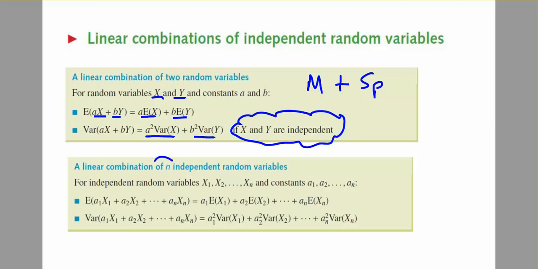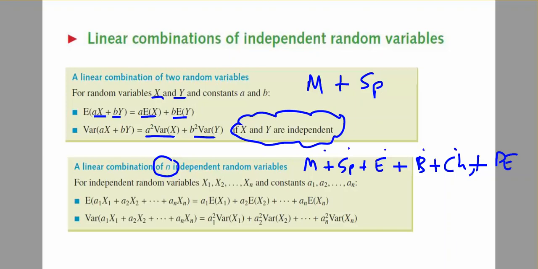And if I have a range of independent events, so I could do the maths homework plus the spec homework plus the English homework plus the biology homework plus the chemistry homework plus the PE homework, depending upon how many subjects you're doing. So you're going to be adding 1, 2, 3, 4, 5, 6 subjects. Then the mean of them would be each of them separately added together, and the variation of them would be the multiplier squared times the variation of them each separately. That's if they were independent events.